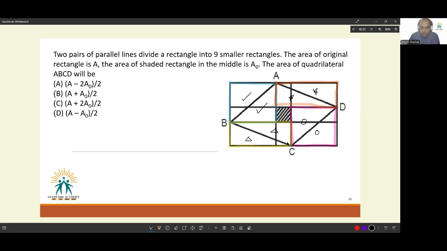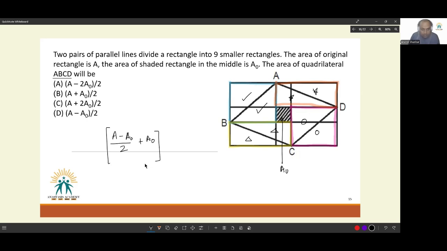Now, the area of quadrilateral ABCD, can I say it will be the area of the full rectangle minus the area of this shaded portion in between, half of that plus the area of the shaded region. The area of the full rectangle is 2 ticks, 2 triangles, 2 circles, and 2 stars, but this is when I have excluded the central area of A0. This area is A0. From A, when I exclude A0, whatever is left, half of that plus A0 will be the area of quadrilateral ABCD.